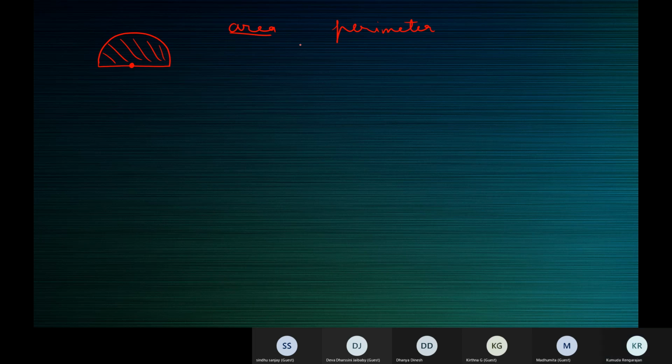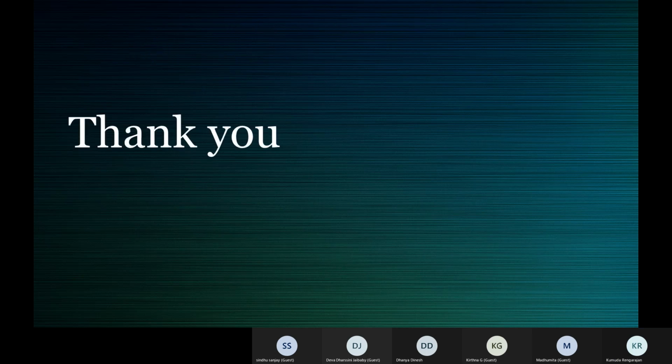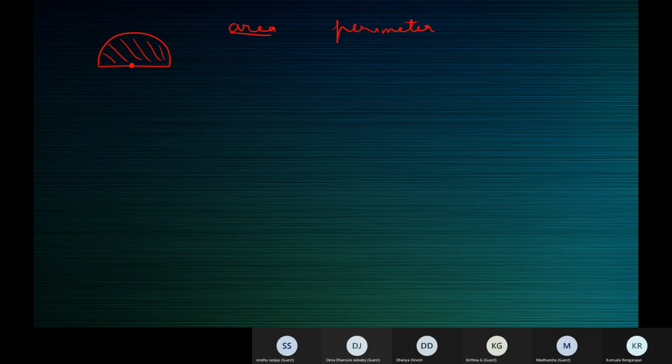Okay. All of you tell me one answer. Ma'am, half into pi r square, ma'am. All of you agree with that? Square units. Correct? Yes, ma'am. All right. Very good. Now, what about perimeter, children?